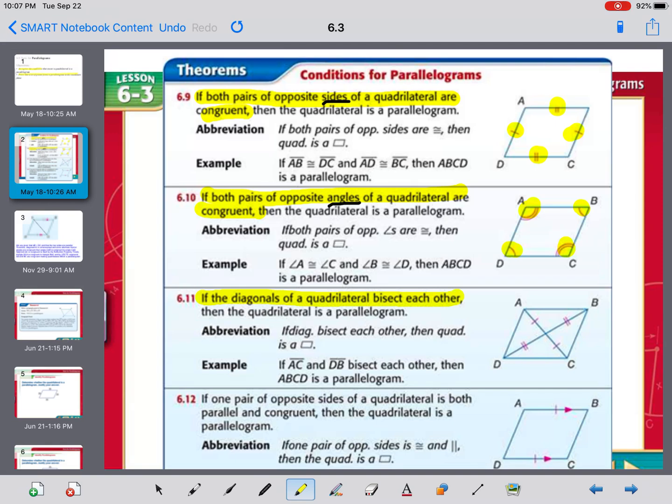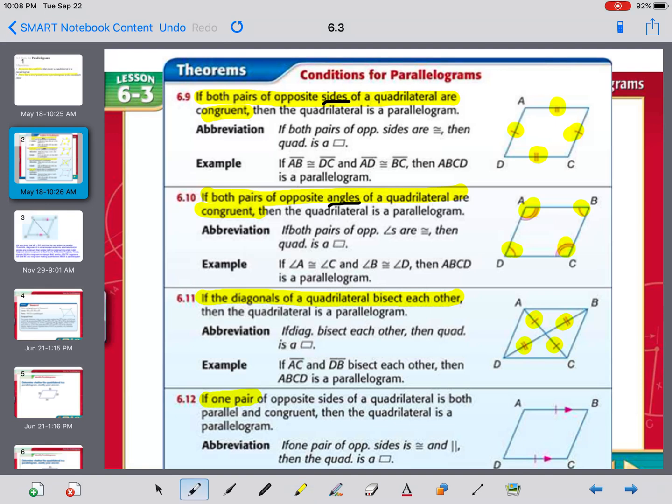6.11 says if the diagonals bisect each other. So you can see this piece is congruent to this piece, and this piece is congruent to this piece. They bisect each other, and that's what happens with the diagonals of a parallelogram. Once you know it's a parallelogram, then you know everything else is true.